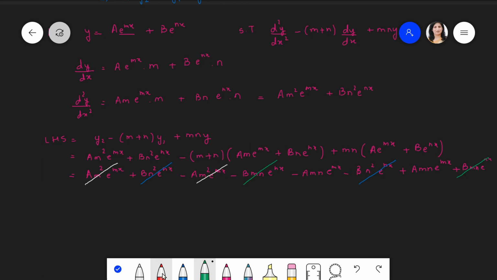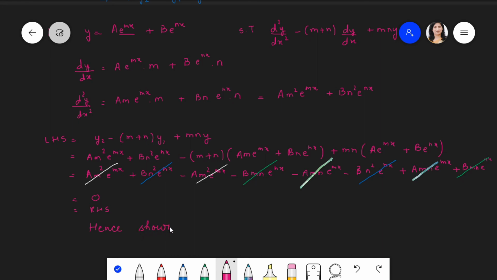and the last term that is left is also cancelled. So finally what do we get here? We get a 0 which is equal to the right hand side. So hence the result has been shown.